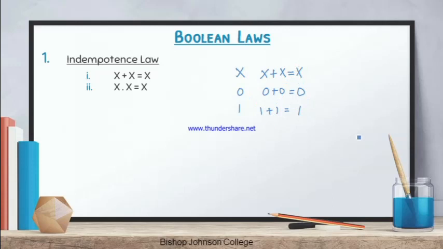And second, X dot X. When X is 0, it is 0 dot 0. When X is 1, it is 1 dot 1. 0 dot 0 is 0 and 1 dot 1 is 1. So it is the same as X.